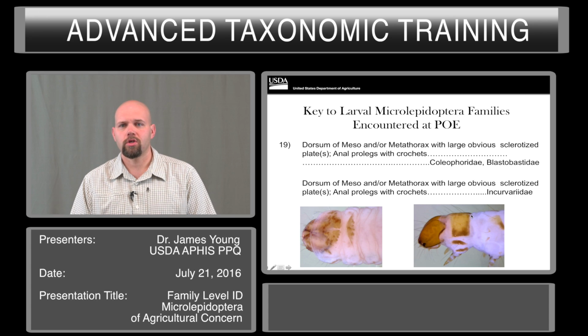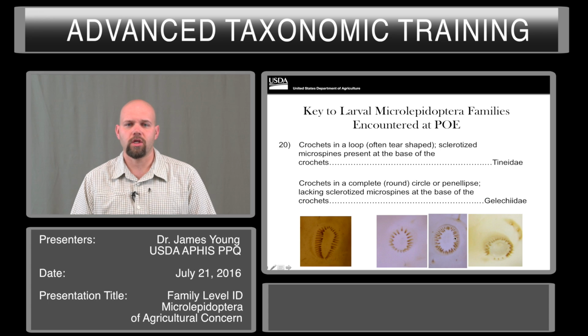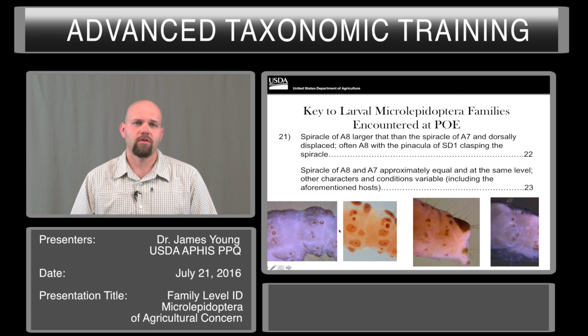Or without the large, obvious plates, but the anal prolegs have crochets. Looking at the crochets and what shape and orientation they're in. Presence of the spiracle. Is it on A8 and anterior? We talked about this earlier.